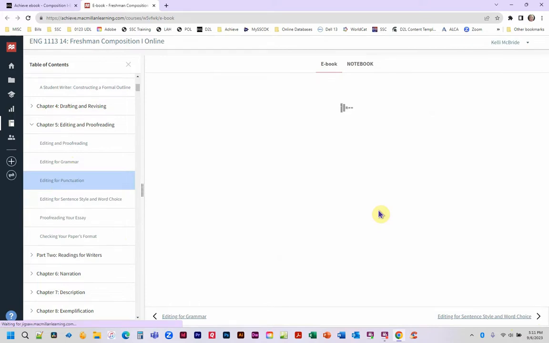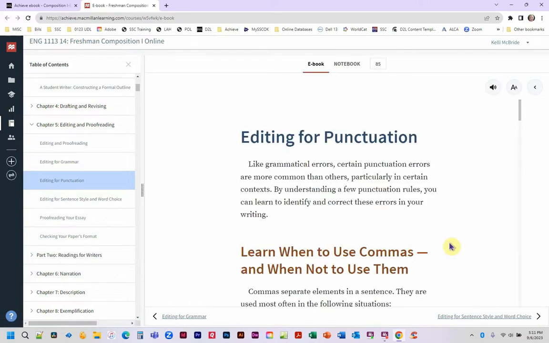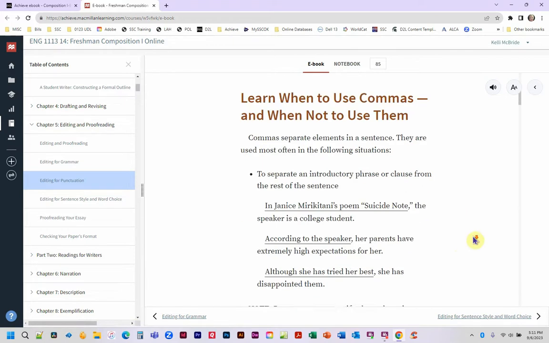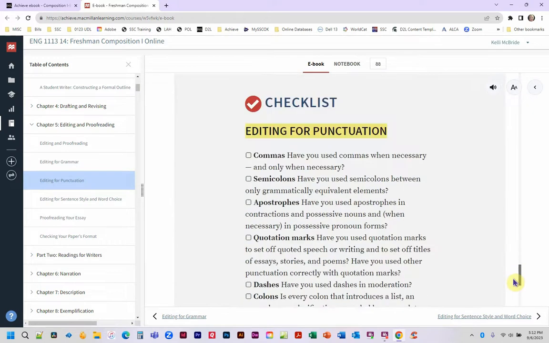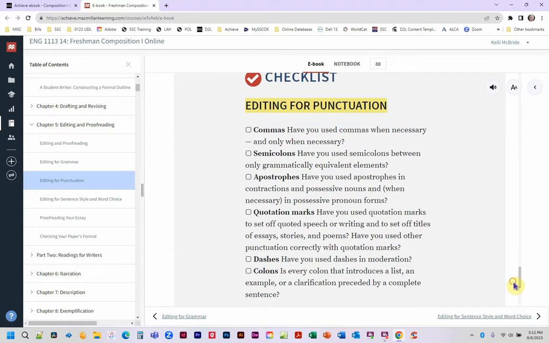So the next thing to look for is punctuation, right? And again, there are certain more common errors than others. Focus on these. And you've got your little checklist here that kind of looks at commas, semicolons, apostrophes, quotation marks, right? What are these problems that you have? Punctuation might not be that important to you, but punctuation is just another way of communicating. And if your punctuation is incorrect, you may be hampering your reader to really understand what you're talking about.